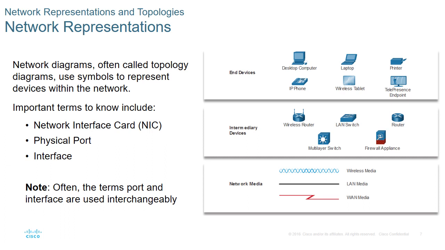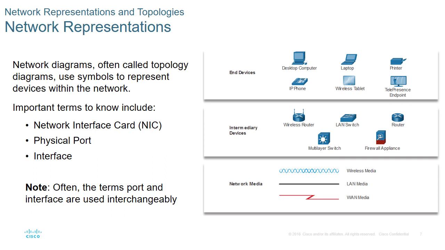If I am going to connect a PC and the switch, I will use the LAN media. If I am going to connect the wireless router and the mobile phone, I will use the wireless media. If I am going to connect this wireless router with this wireless tablet or wireless router with this laptop, I will use the wireless media. I want to connect a router with another router. If I want to interconnect two routers, then I will use the WAN media.